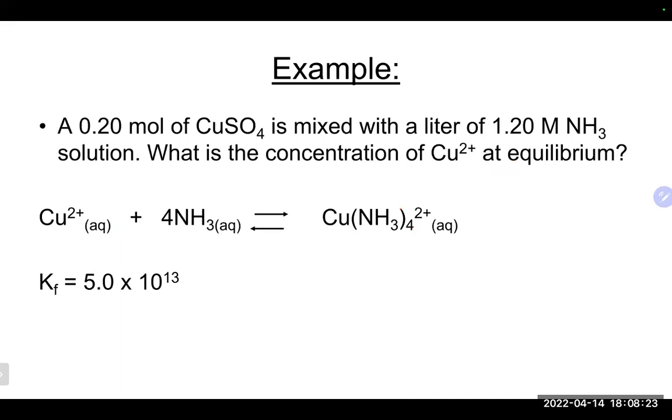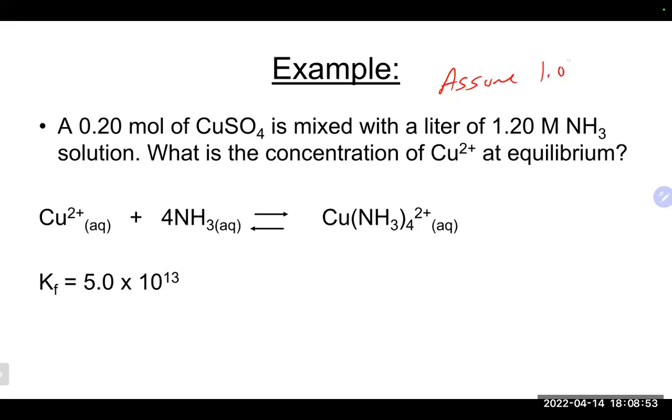All right, so let's take a look at a problem that we have here with a Kf. And we're going to go through this one together. 0.2 moles of copper 2 sulfate is mixed with a liter of 1.2 molar ammonia solution. What is the concentration of basically free copper 2 that is there at equilibrium? So for this particular one, we're just going to assume that everything is 1 liter.